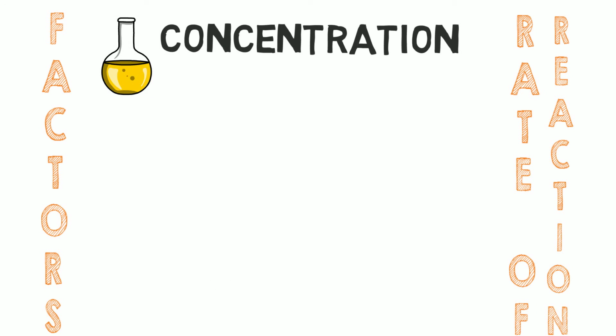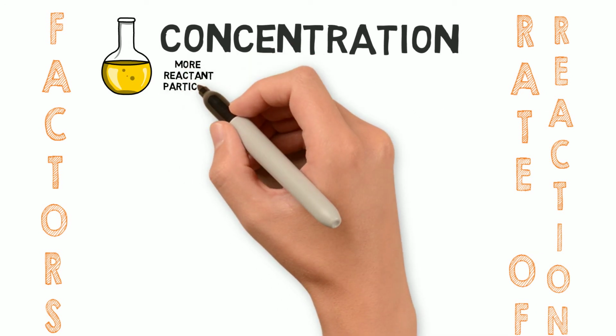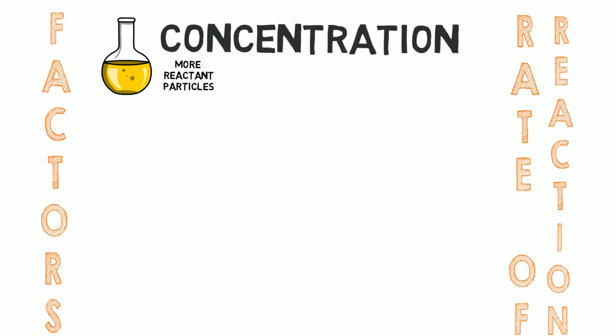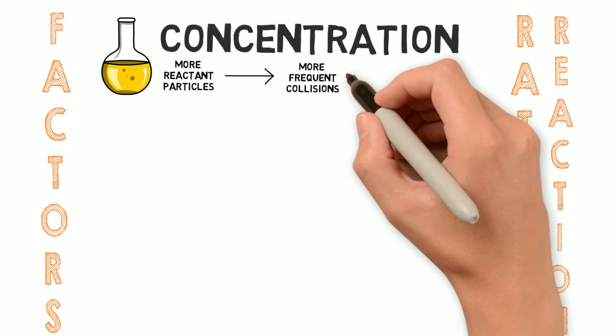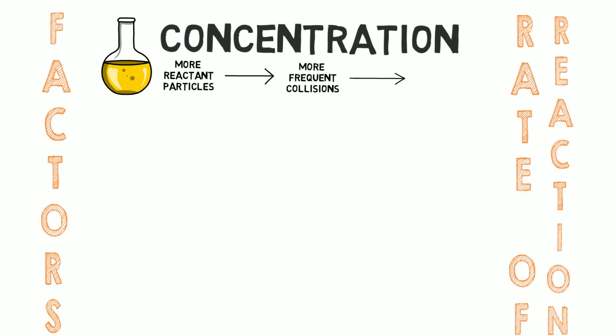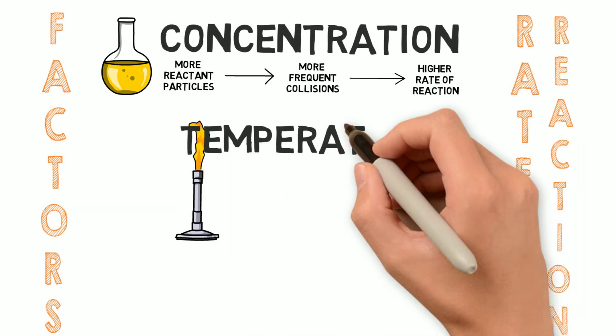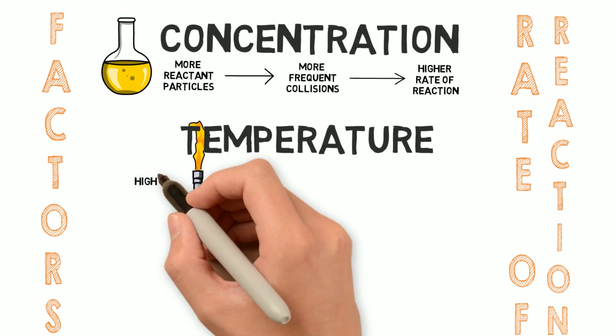So first we will look at concentration. If we have particles at high concentration, there will be more reacting particles. As a result, we will have more frequent collisions. And with more frequent collisions, we will have a higher rate of reaction due to a higher chance of successful collisions.